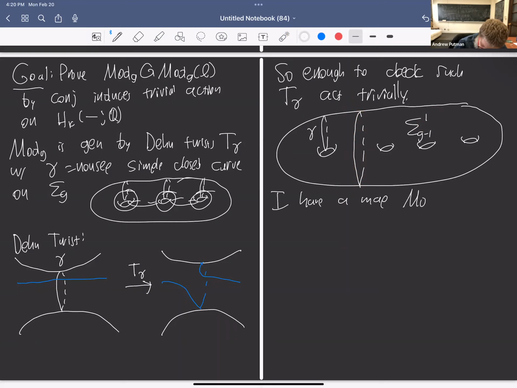from the mapping class group Mod(G-1,1) into the mapping class group of the whole genus G surface. This just comes from the fact that you have a diffeomorphism on the subsurface, and you extend it by the identity to the whole surface. Okay, and so this induces a map from H_k of Mod(G-1,1), say with Q coefficients there. I get a map like this.